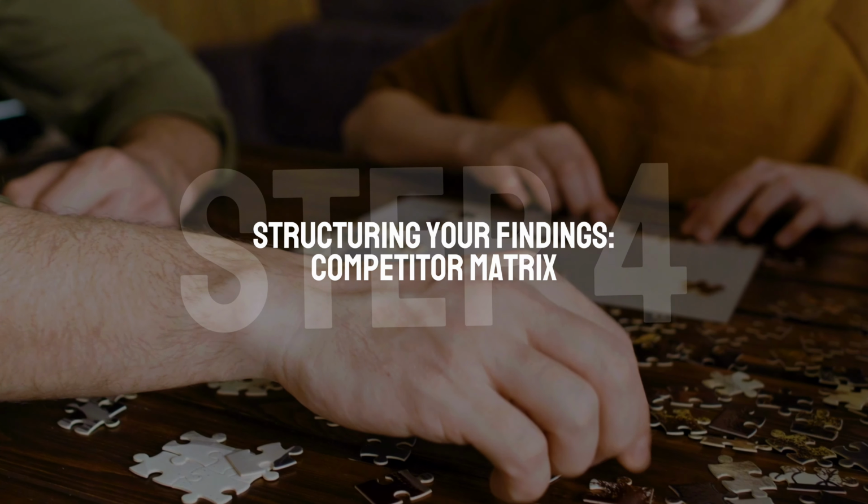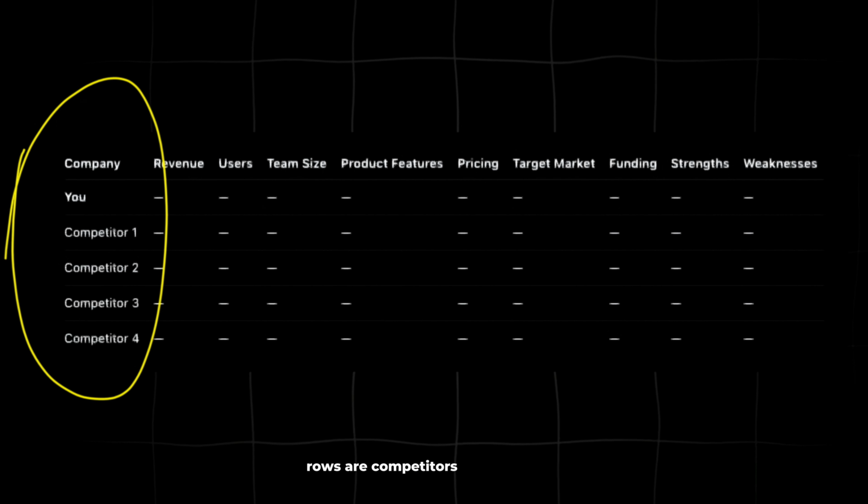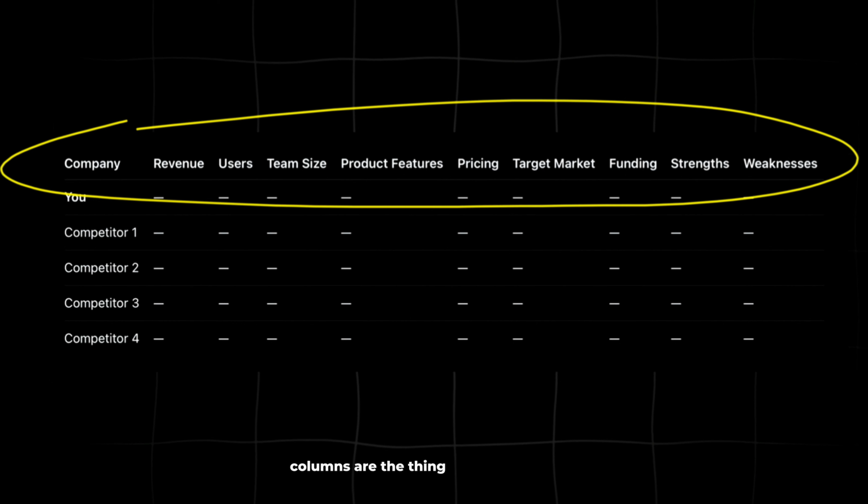Competitor research is like puzzle pieces spread across a table. Individually, they are confusing, but put them into a matrix and the picture becomes clear. Rows are competitors, including you. Columns are the things that matter most.